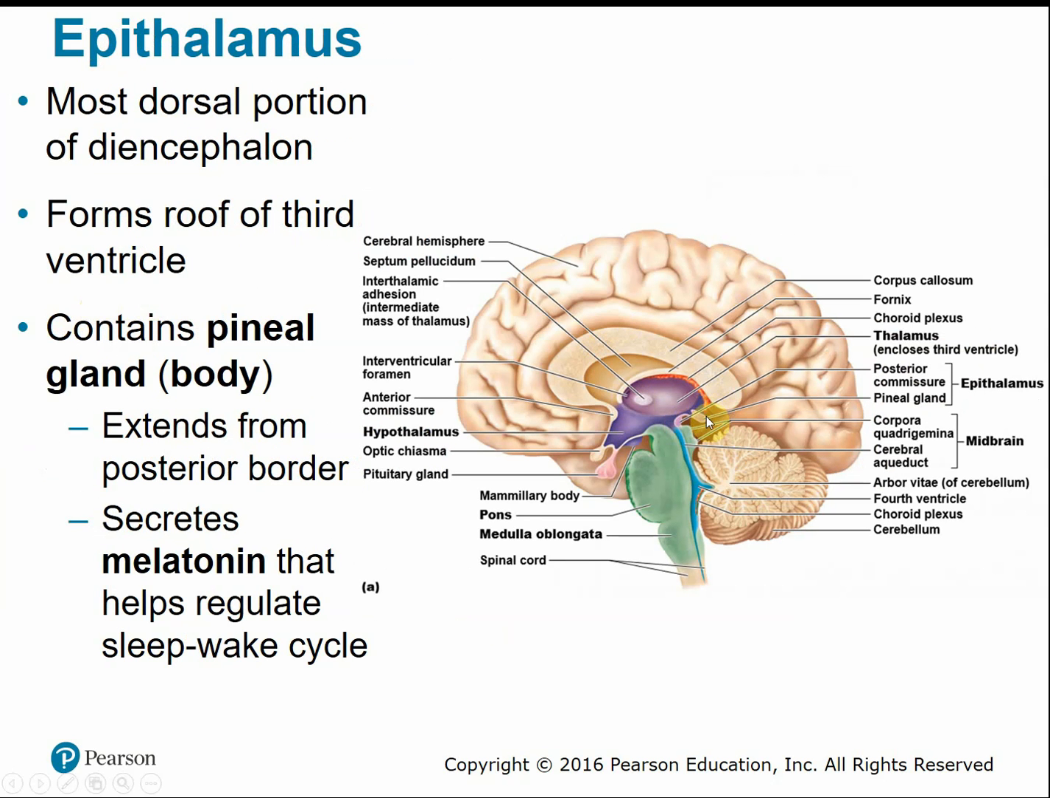The epithalamus is the most dorsal portion of the diencephalon. It contains the pineal gland, or the pineal body. It extends or sticks out from the back of the diencephalon region. The main role of the pineal gland and the epithalamus is the secretion of melatonin. Melatonin is a hormone or neurotransmitter that helps regulate the sleep-wake cycle. You can also buy this over the counter as a sleep aid, and it is effective in most people.